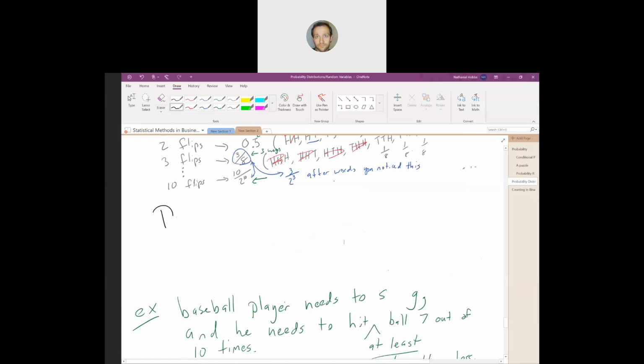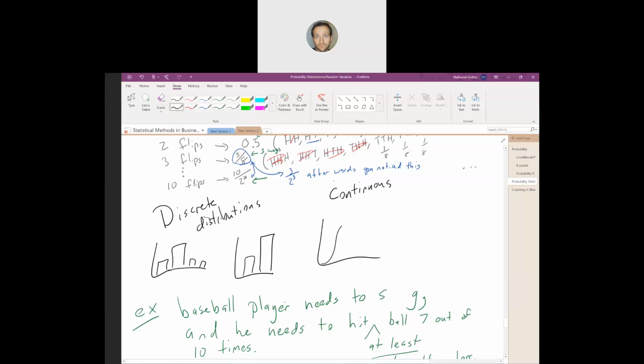right now we're talking about discrete distributions. And those are ones that look like bar graphs. I mean, any kind of bar graph you want, so long as the area adds up to 1. That's a discrete distribution. What we need to talk about are continuous distributions. And that's things like this.